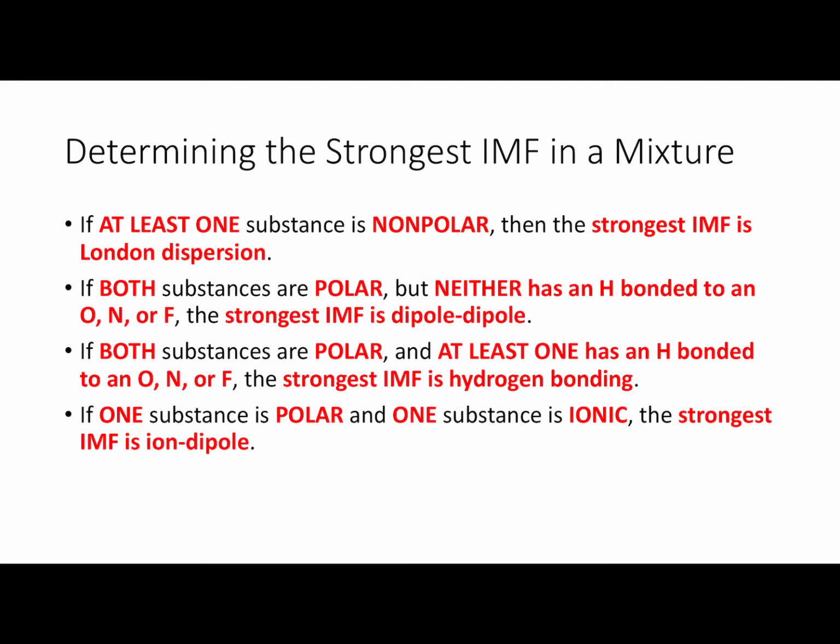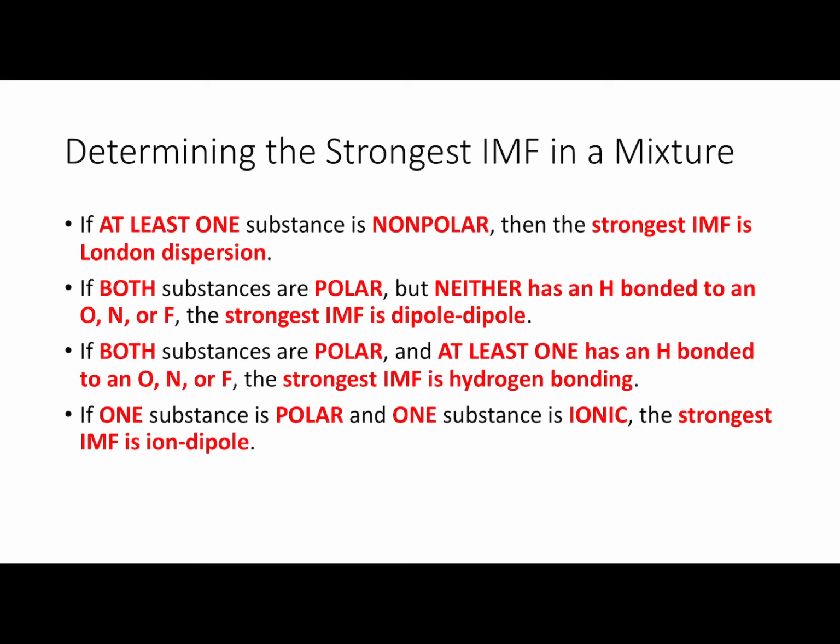What about if we have a mixture? There are 4 statements that hold true for a mixture. First, if at least one of the substances is nonpolar, then the strongest intermolecular force in that mixture is going to be London dispersion. If both substances are polar, but neither has a hydrogen bonded to an oxygen, nitrogen, or fluorine, then the strongest intermolecular force is dipole-dipole.